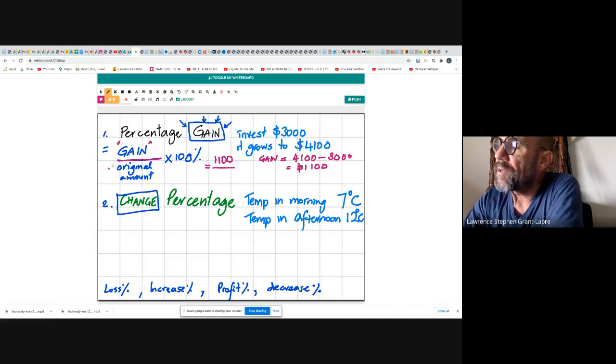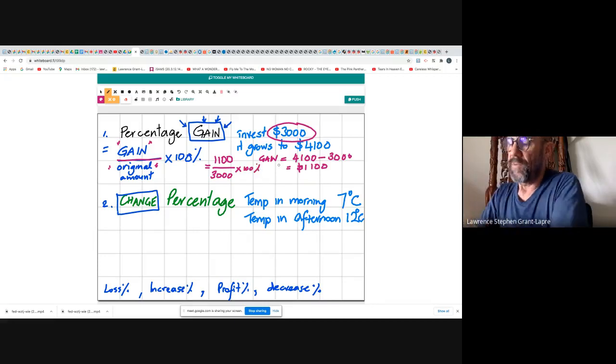The original amount is what you had right at the start, and that is 3,000. You times that by 100%, which is the number 1. So you get 1,100 divided by 3,000. If you stop right there, you get 0.3666.